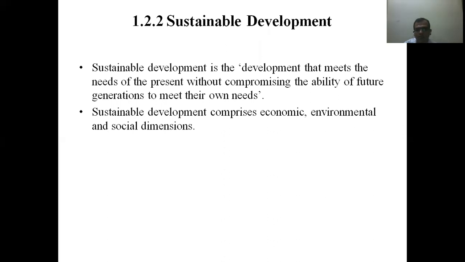Next, what do you mean by sustainable development? Sustainable development is development that meets the needs of the present without compromising the ability of the future. So we have to fulfill present needs, but we should not compromise the ability of future generations to meet their own needs. We have to think about the future so that it does not affect nature. Sustainable development comprises economic, environmental, and social dimensions.